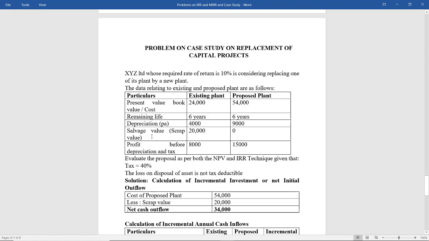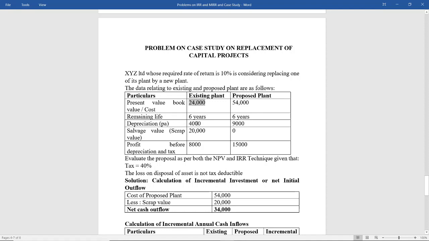So first let me read it. XYZ Limited, whose required rate of return is 10%. Now in NPV I told you all that whatever is a required rate of return should be taken as the discount rate, is considering replacing one of its plants by a new plant. The data relating to existing and proposed plant are as follows. Existing plant, the book value of the cost is 24,000. Proposed plant, proposed means a new plant that they are purchasing, the cost is 54,000. Remaining life for both the assets is 6 years.